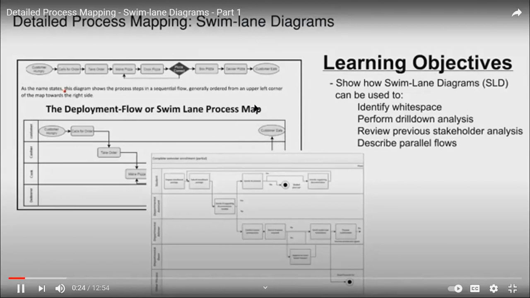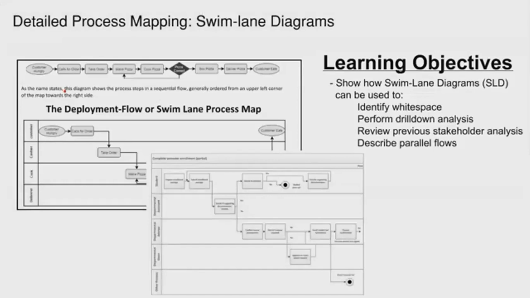Collaborative drill down techniques. We'll look at the way swim lane diagrams can help you with stakeholder analysis and analyzing parallel flows. We'll provide you some examples of different swim lane diagrams, and we'll review some best and worst practices for building any type of detailed process map, not just a swim lane diagram.